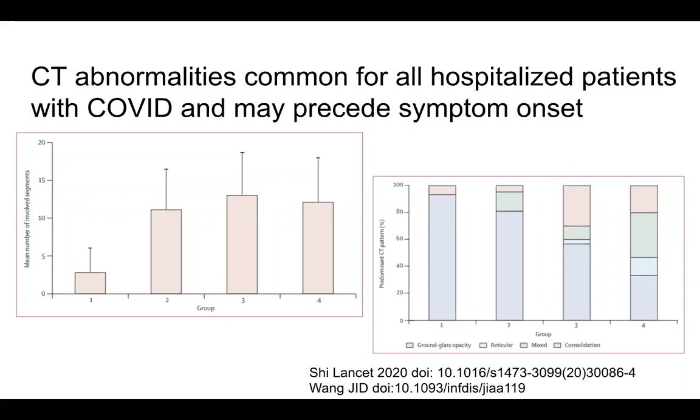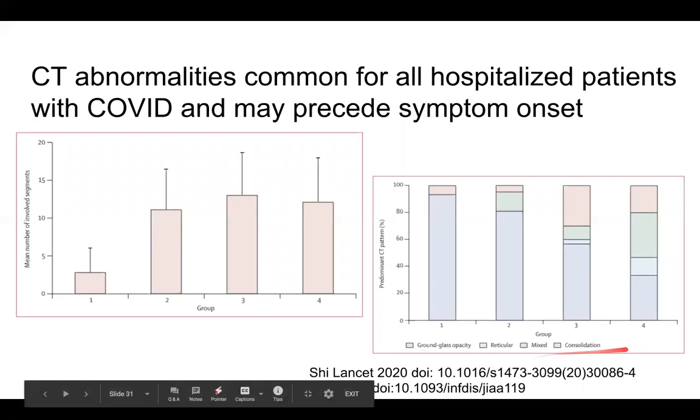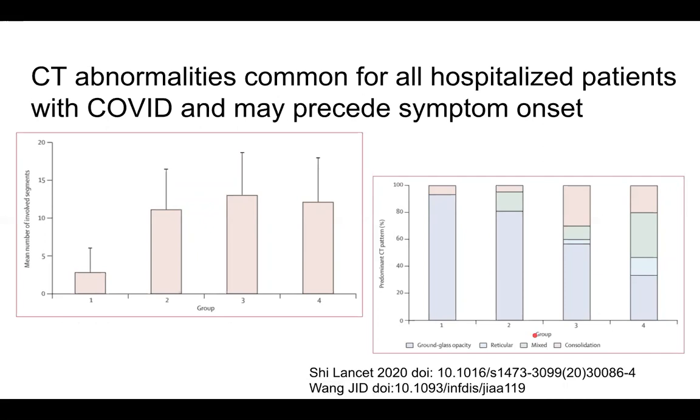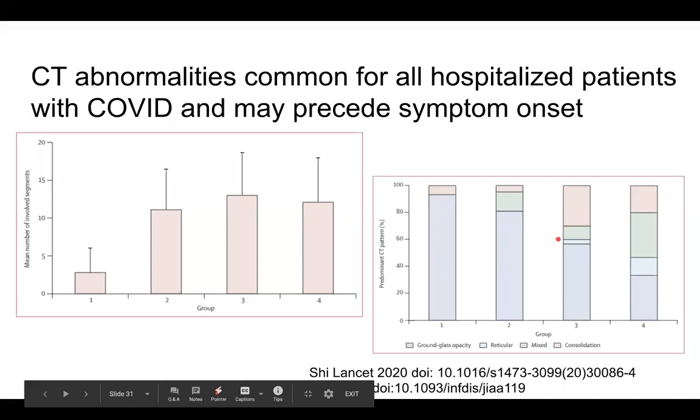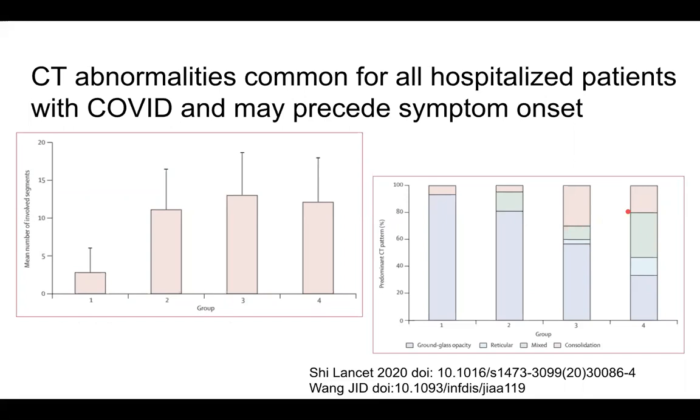On the graph on the right, you can see how the quality of the changes on the CT scan changes with time. Early on, in these pre-symptomatic individuals, the predominant abnormalities are ground glass opacities. As you move into the first and second week of symptoms, you start to see some more consolidation, and then the consolidation starts to resolve as you get into the third week of symptoms. Next slide, please.